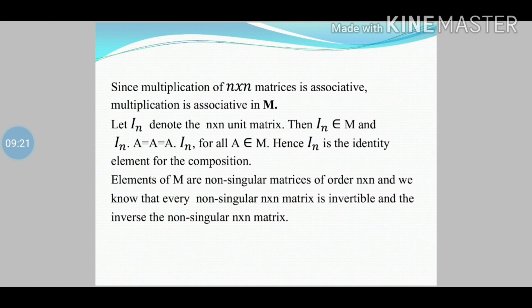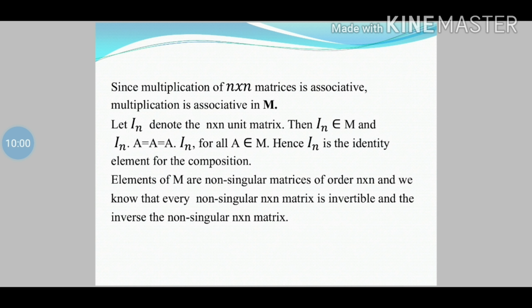And also, I_n denotes the n by n unit matrix, that is, I_n is the matrix with rows 1 0 0 etc, 0 1 0 etc, and so on, up to the nth row 0 0 0 etc 1. That is, I_n is the matrix whose only non-zero elements are in the diagonal, and the diagonal entries are 1. Then I_n acts as an identity element here. That is, I_n times A is equal to A is equal to A times I_n. Therefore I_n is the identity element for the composition.